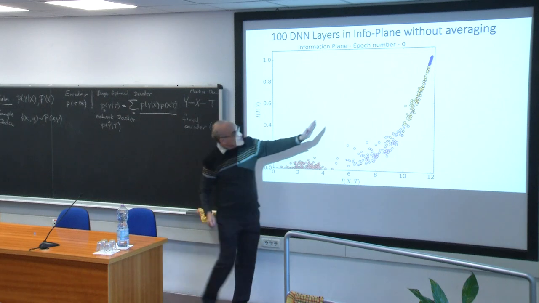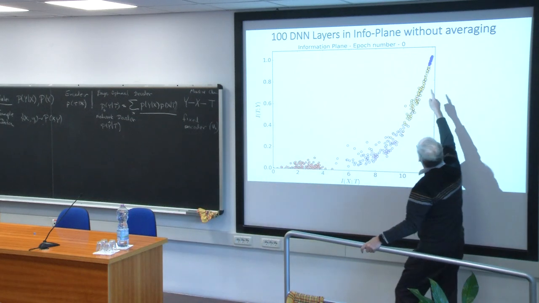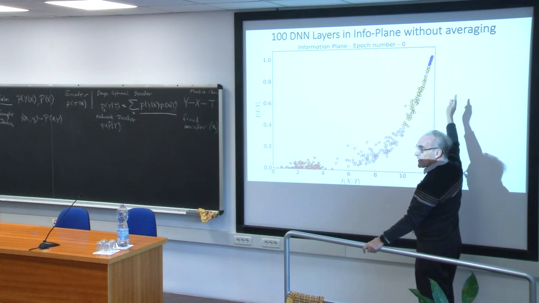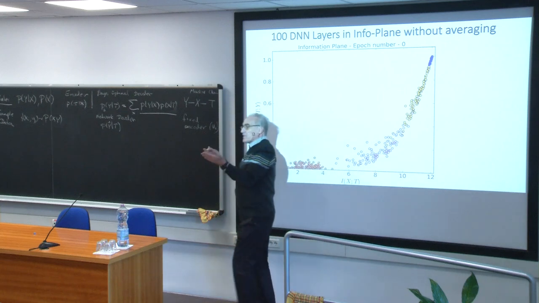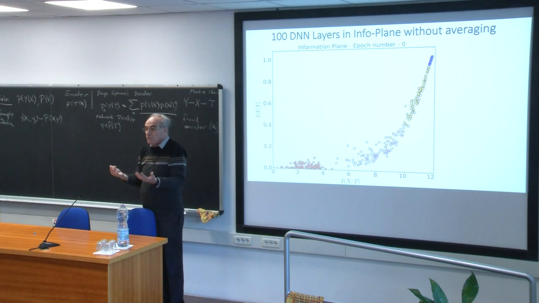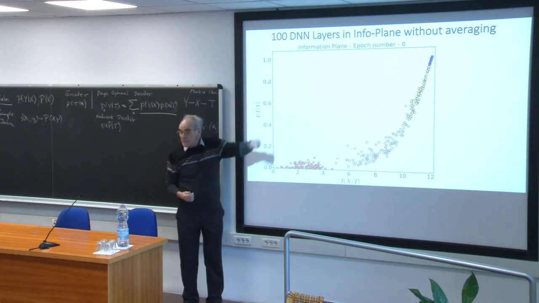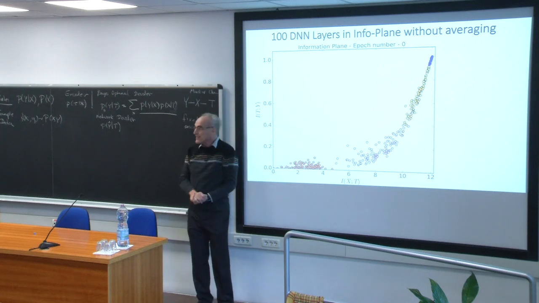And you see that the initial layers, the blue ones there, actually more than one layer, the closest to the input, have very high information because essentially they don't lose any information about the input. It's just essentially a one-to-one transformation of the input. So no information is lost about the label and the input. That's why it's very high up there: 1 bit of information about the label and 12 bits of information about the input.